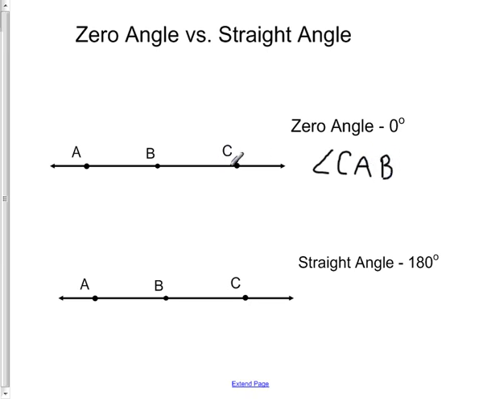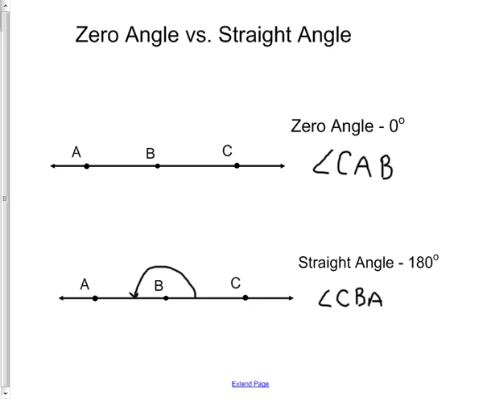And the reason is, if you go from C to A, that's your vertex, and then back to B, you don't open up at all. So that would be 0 degrees. And I've got a little diagram here I'll show you in a second. A straight angle would be angle CBA. You start at C, your vertex is B, and you open up all the way to A, so it's a complete 180-degree angle. So that's a straight angle.